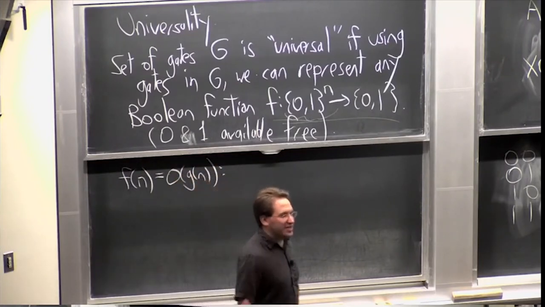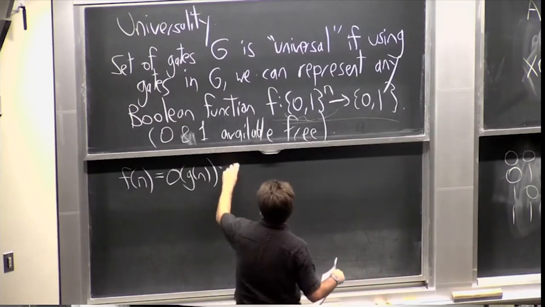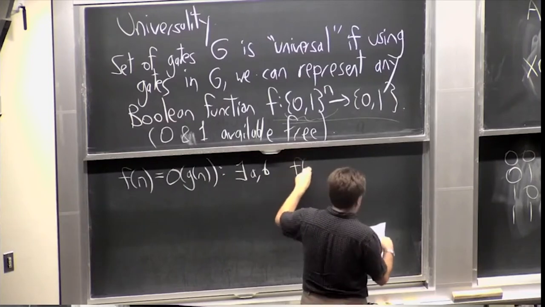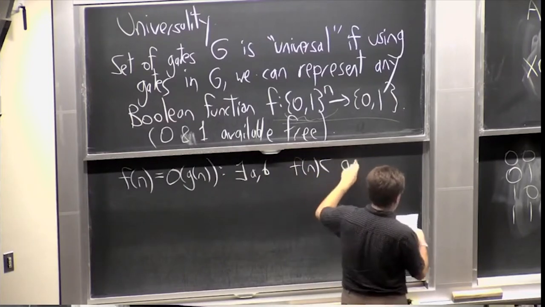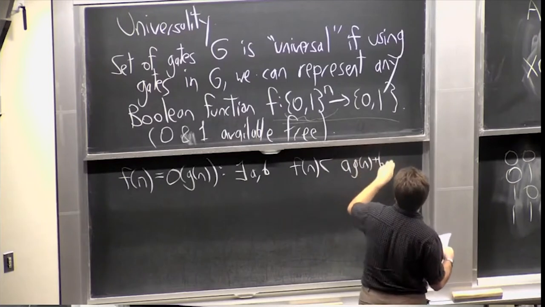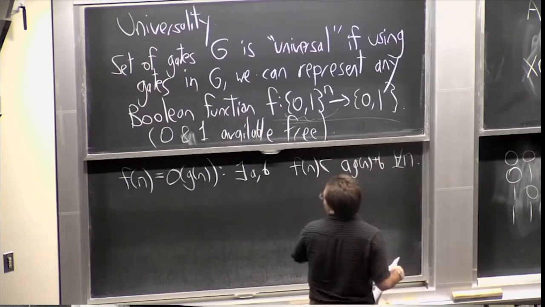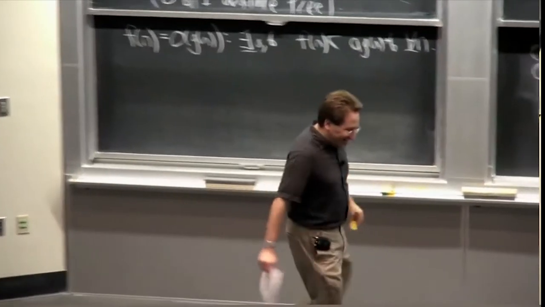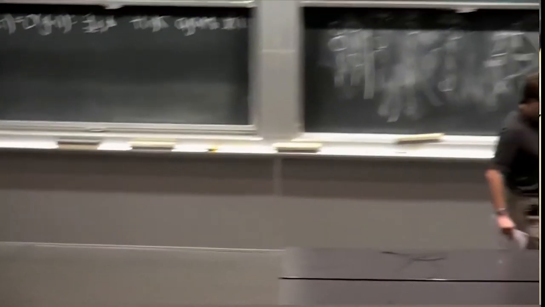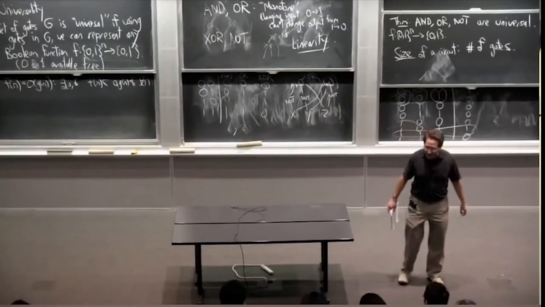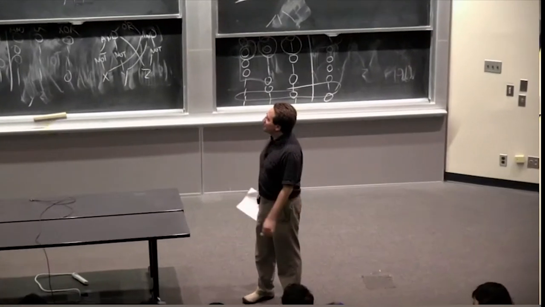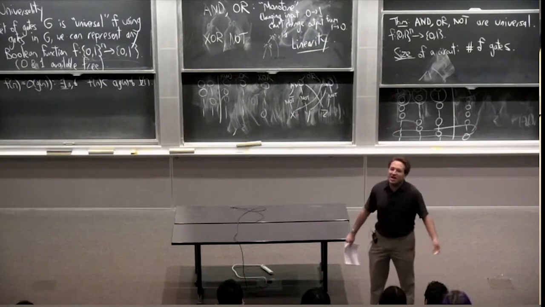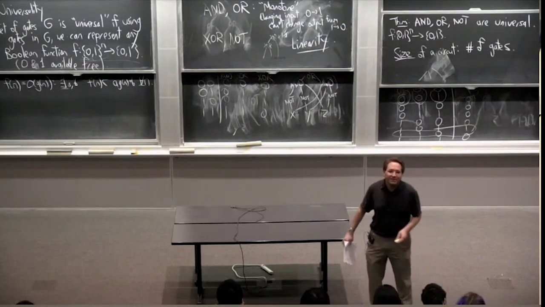So f of n, we say, is big O of g of n if there exist constants a and b such that f of n is at most a times g of n plus b for all n. This means for all, and this means there exists. What that is saying, if you unpack it, is that f of n grows asymptotically at most as fast as g does. So g is an asymptotic upper bound on f.